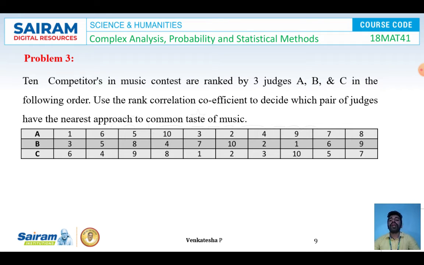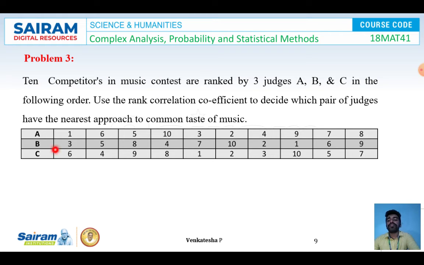Problem number 3. 10 competitors in a music contest are ranked by 3 judges A, B, C in the following order. Use the rank correlation coefficient to decide which pair of judges have the nearest approach to common taste of music. So the rank by judge A is given like 1, 6, 5, 10, 3, 2, 4, 9, 7, 8.